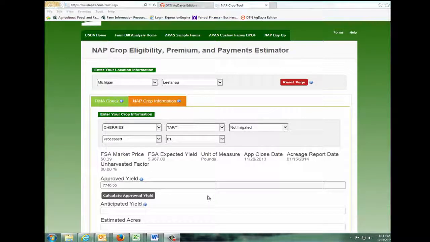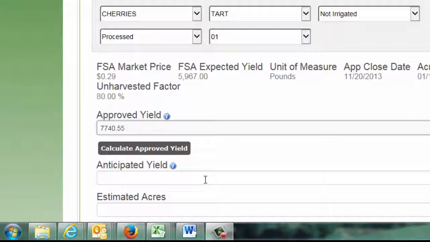So after you've calculated the approved yield, you need an anticipated yield. This is the yield you expect to get this next year. It's one you may use for budgeting, for example. In this case, the approved yield would probably not be a very good anticipated yield because of the real bad 2012 crop year. But if you don't have a good idea what your anticipated yield will be, use the last few years straight average, but don't use 2012.